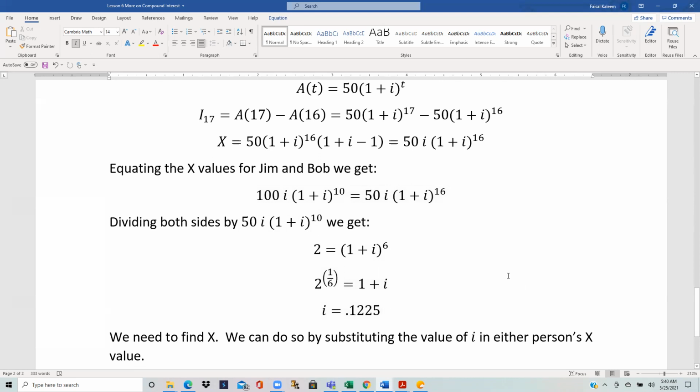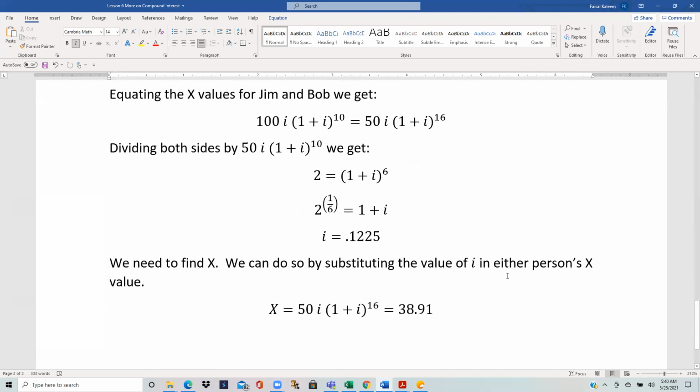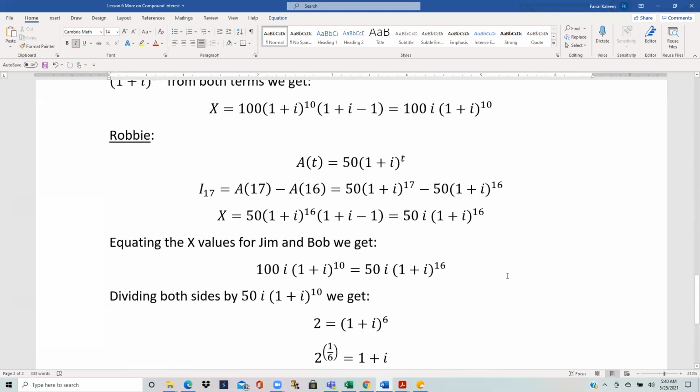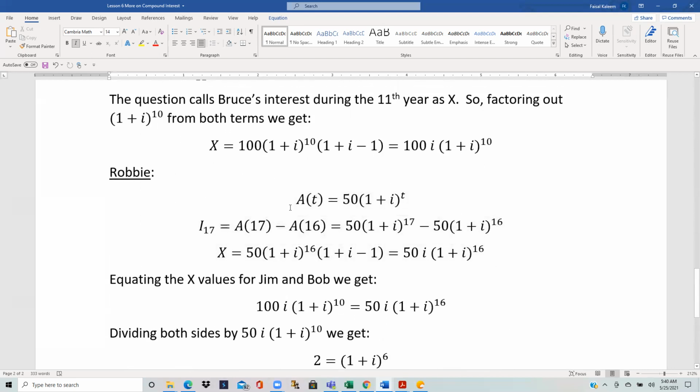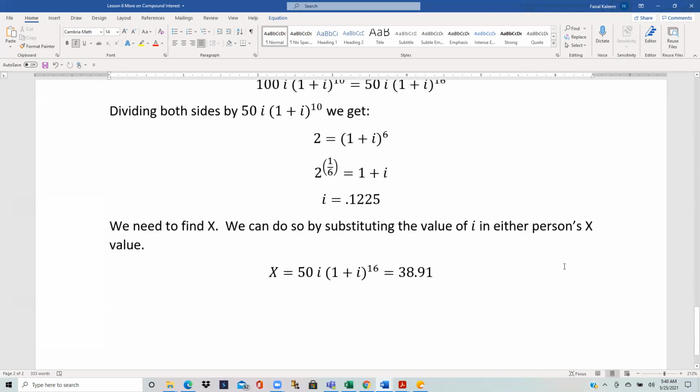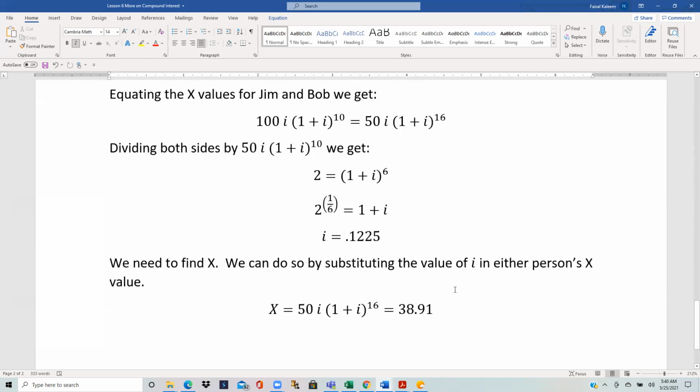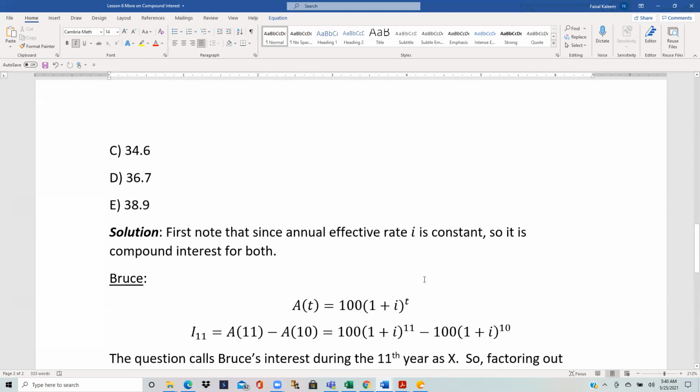The question was to find X, and X can be found from either Bruce's equation or Robbie's equation. I'm using Robbie's equation. X equals 50i times 1 plus i to the 16. When I substitute 0.1225 for i, I get 38.91. That was choice E.